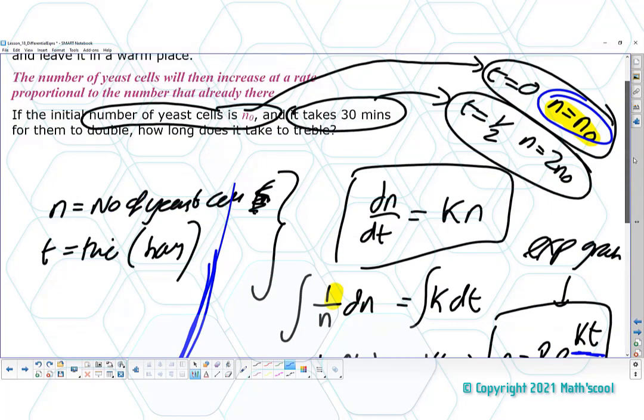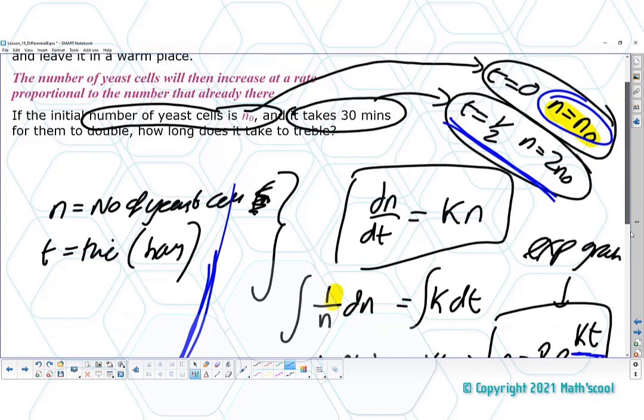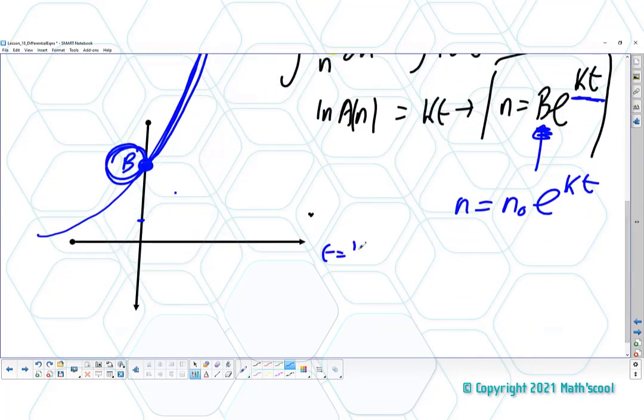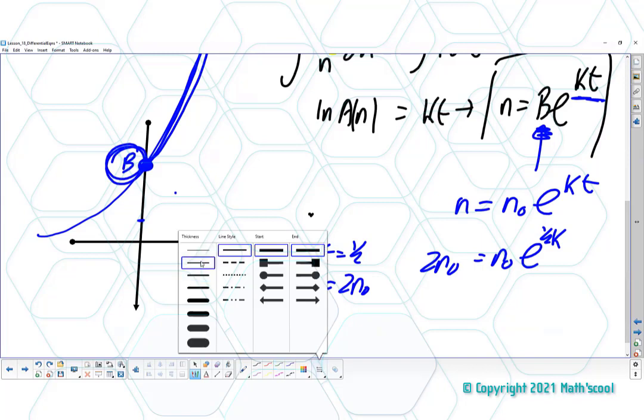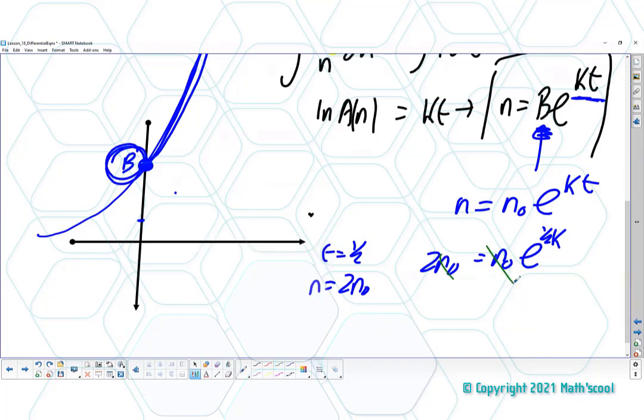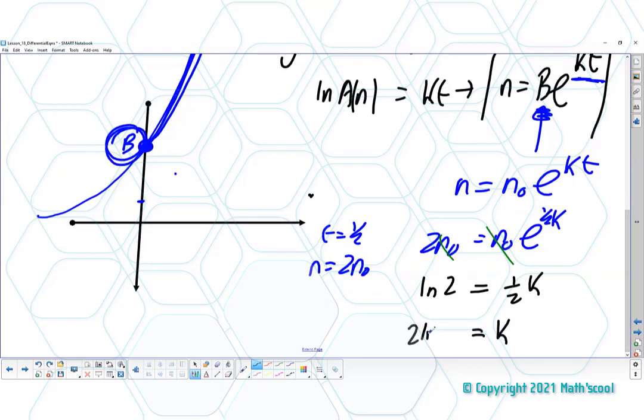Then the next piece of information they tell us is when t is a half, n is 2n naught. So we'll put that in. t equals a half, n equals 2n naught. 2n naught equals n naught e to the k times a half. Divide both sides by n naught, and then ln both sides. ln 2 equals a half k, and then k equals 2 ln 2. So I now know that k is 2 ln 2.